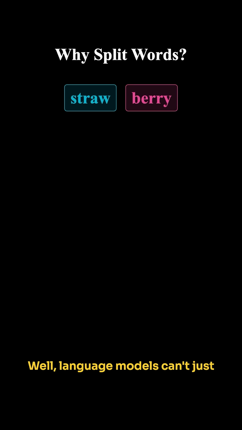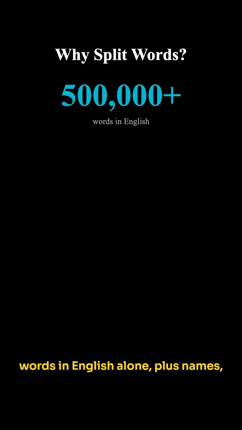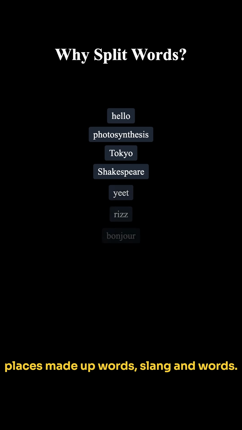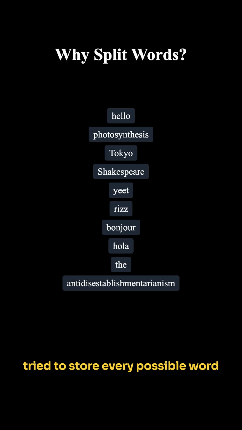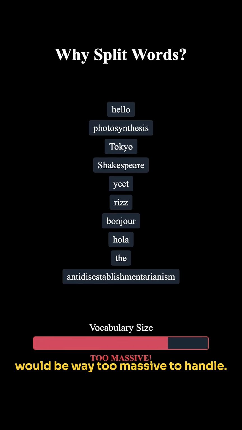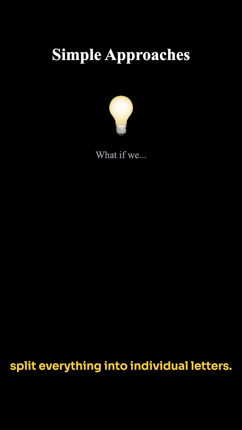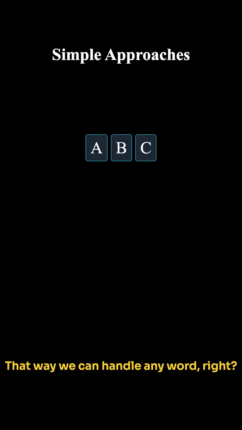Well, language models can't just memorize every single word that exists. There are hundreds of thousands of words in English alone, plus names, places, made-up words, slang, and words in other languages. If the model tried to store every possible word as a complete unit, the vocabulary would be way too massive to handle. So you might think, okay, let's just split everything into individual letters. That way we can handle any word, right?